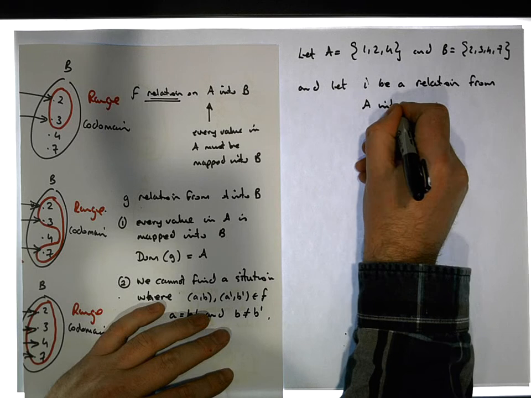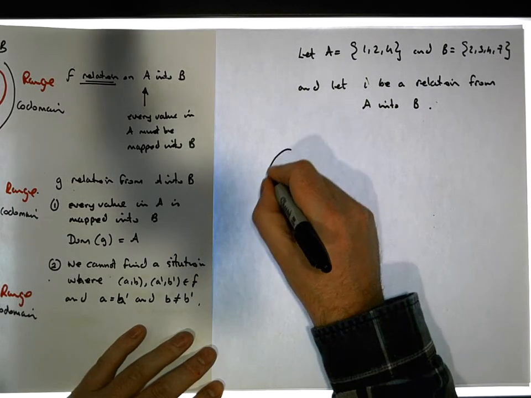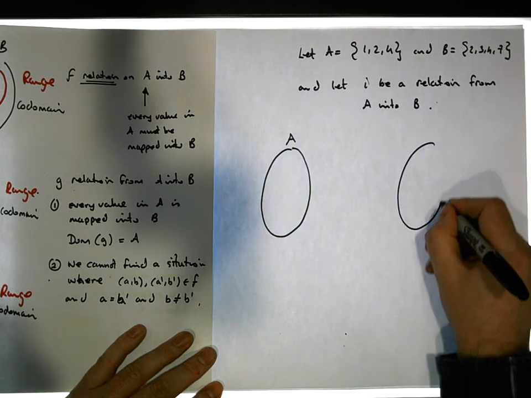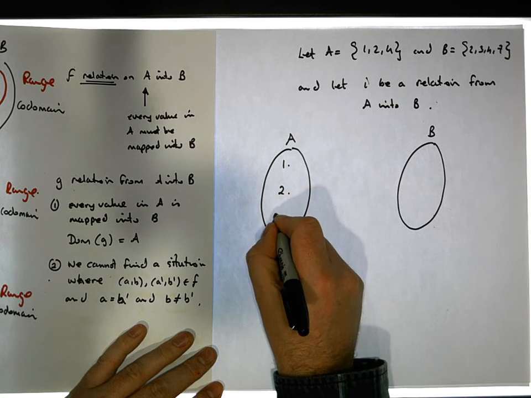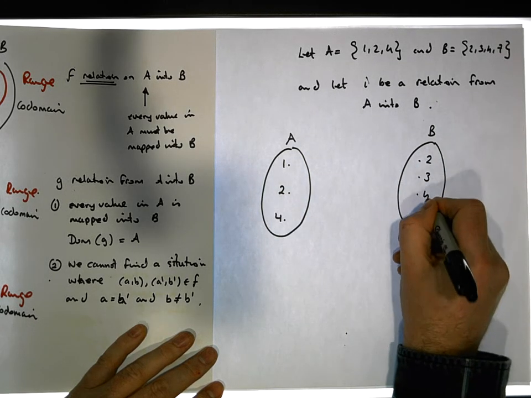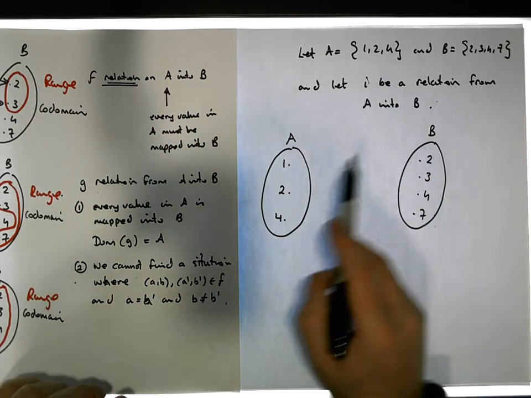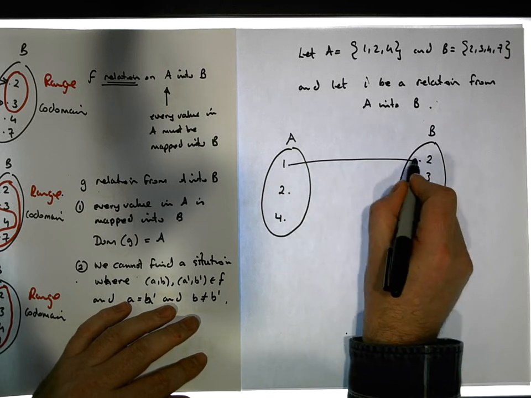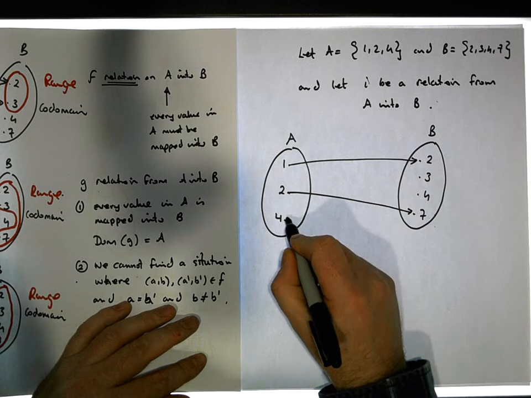What that means is that I takes values from A into values from B. The values of A are 1, 2, and 4. The values of B are 2, 3, 4, and 7. So I is a relation, and it takes values from here into here. Maybe 1 is taken to 2, 2 is taken to 7, and 4 is taken to 3, as an example.